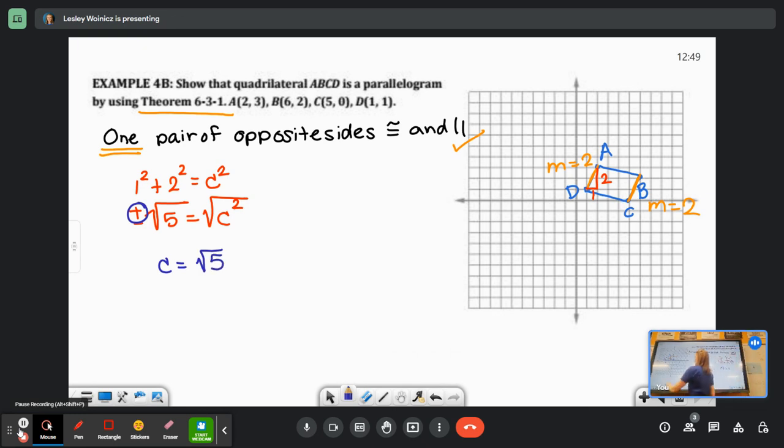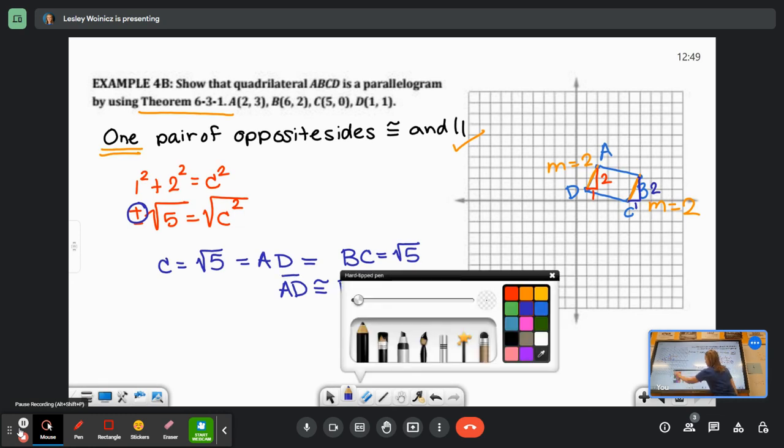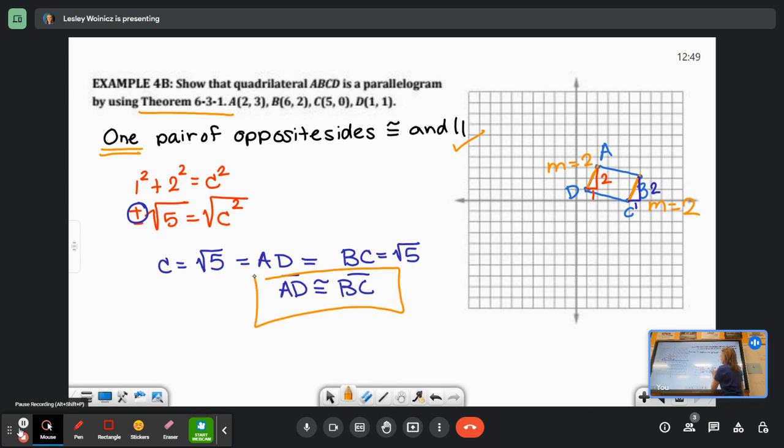Now, do you see that I would make the same little baby triangle right here, 1 and 2? Yeah. Okay, so this one was AD, right? So we know that BC is also root 5. So they are equal, therefore AD is congruent to BC. Put segment bars over them. Check.